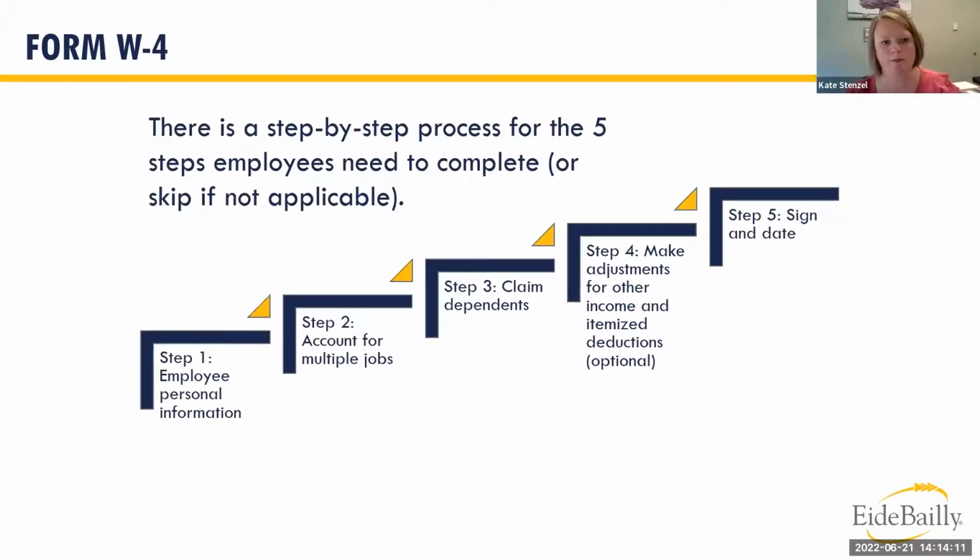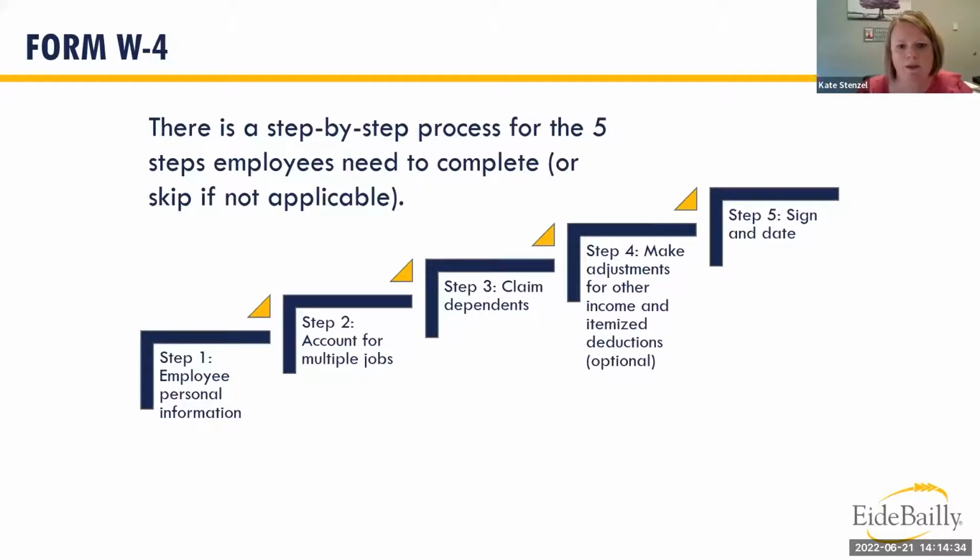All right, so with the form W-4, there is a step-by-step process for the 5 steps on the form that employees need to complete, or they can skip it if it doesn't apply to them. Steps 1 and 5 are required, but 2 through 4 are optional. So in step 1, that's where employees are going to put their personal information, their name, address, social security number, and then what their filing status is.